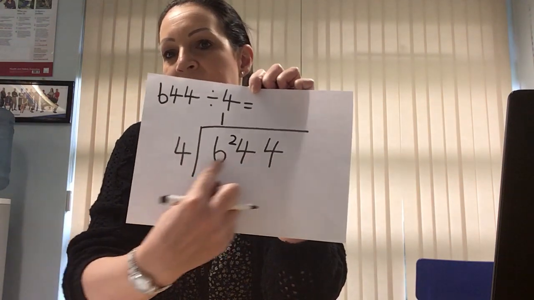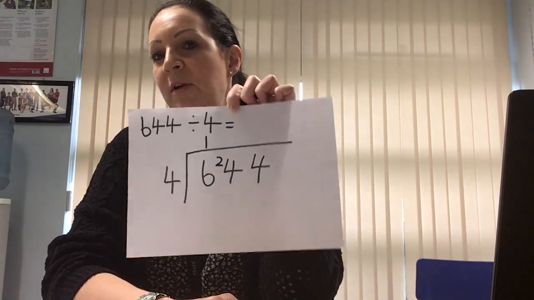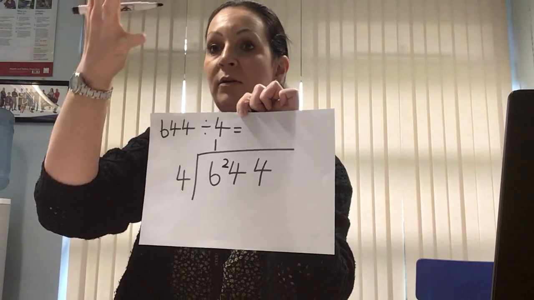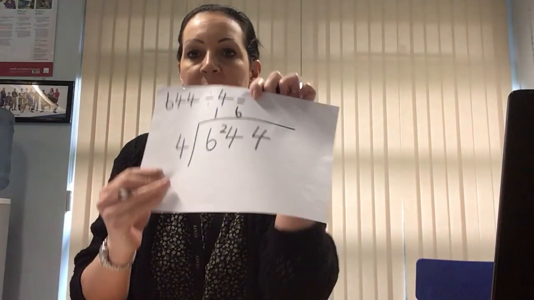Now, is 24 a multiple of 4? Counting 4s, do we get to 24? 4, 8, 12, 16, 20, 24. We do. There are 6 4s in 24. So there's 6 goes up there.